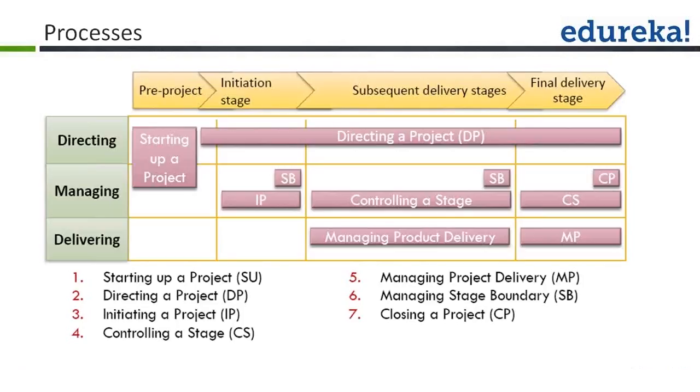The 7th process, as I told you, is directing a project process. The purpose is to set the overall direction for the project. The key activities which happen in directing a project process are authorization and approvals, and this process is also responsible for providing ad hoc mentoring to the project management team. This process is actually owned by the project board or a steering committee.